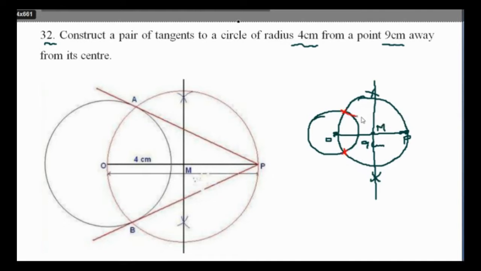Now join AP and BP, and you can join OA and OB also. So AP and BP are two tangents drawn from a point 9 centimeters away from the center.